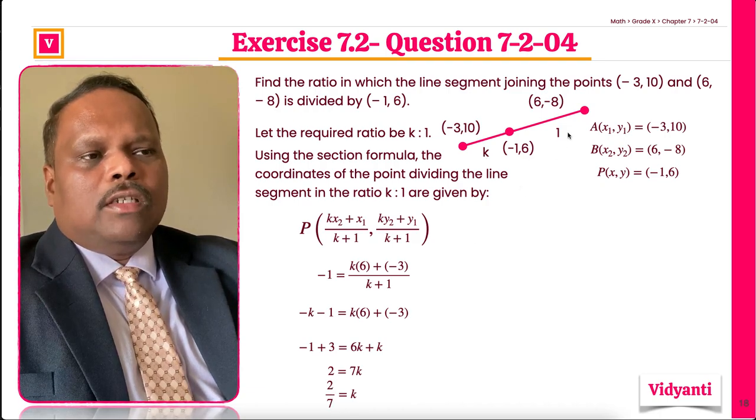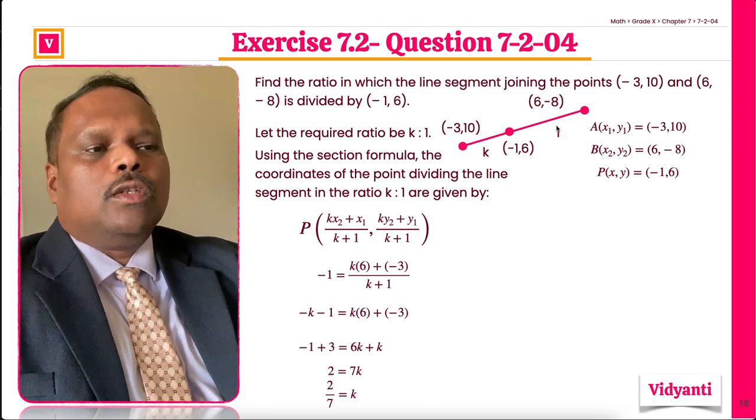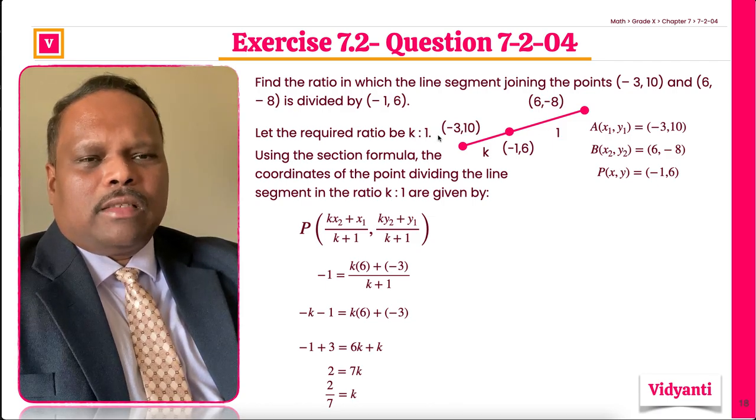2 upon 7 is to 1. Or we can multiply both sides by 7. So this is actually 2 is to 7. So the final answer is 2 is to 7. You can write 2/7 is to 1, but that's kind of weird.